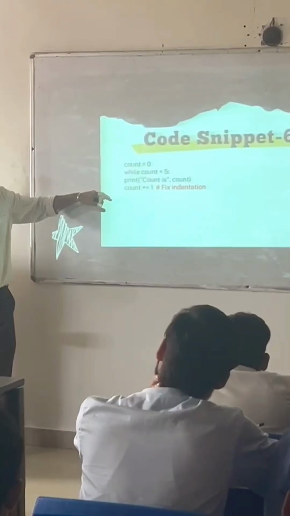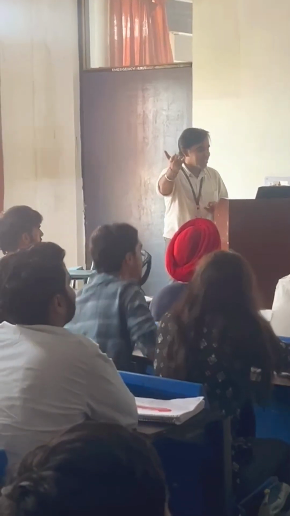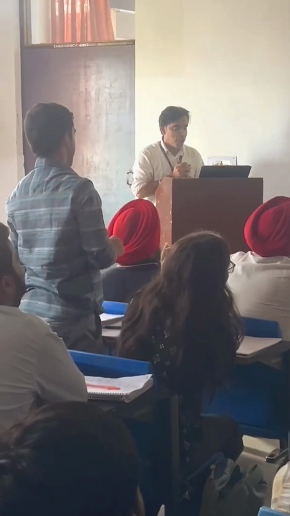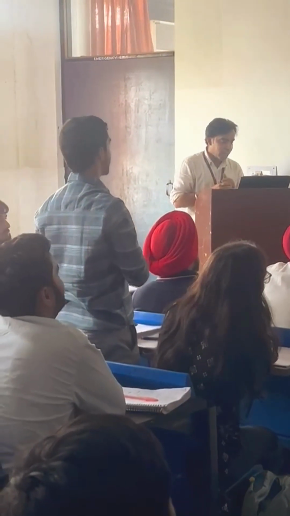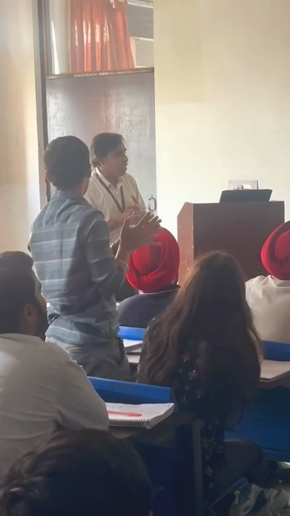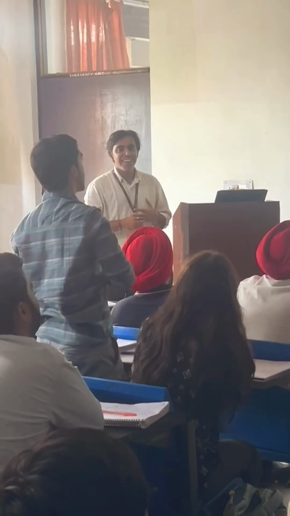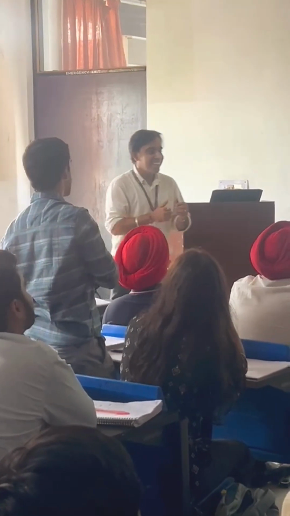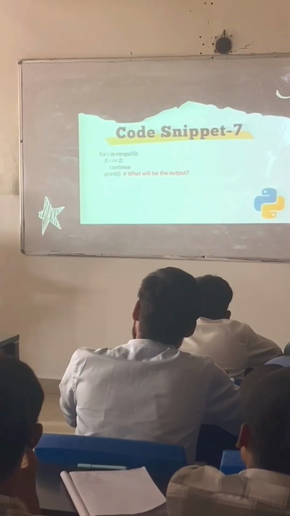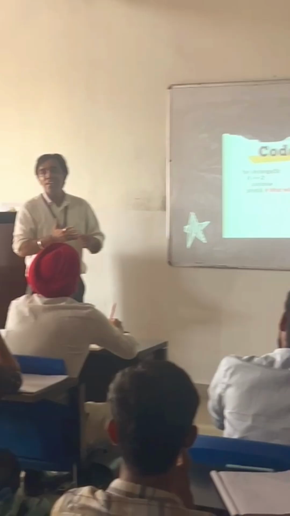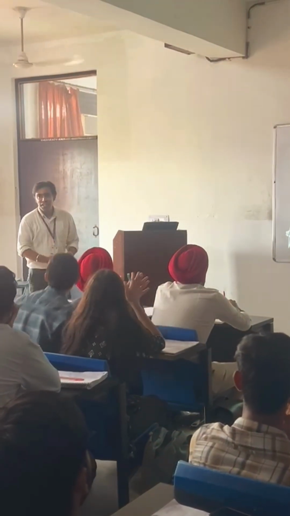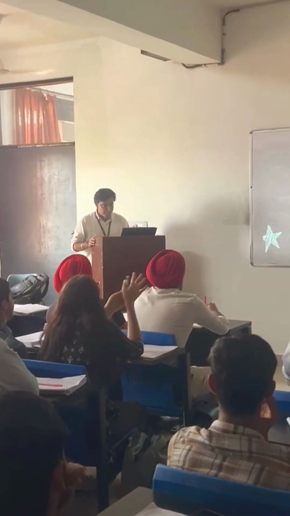Statement should be: for I in range 5, if I equal to 2, continue, print I. What will be the output? The 2 will be skipped. 2 would be the output. Output will be 0, 1, 2, 1, 0, 1, 3, 4, 5. And 0, 1. You are changing your answer. Let's sit down. So, fine.